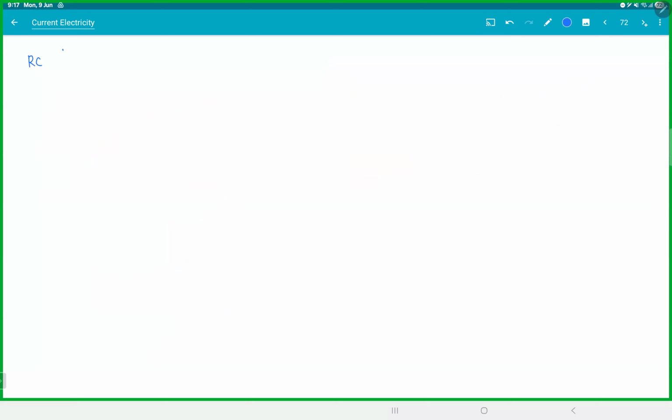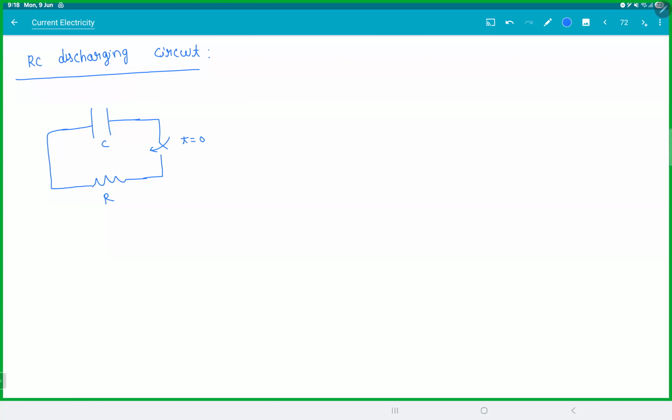RC discharging circuit. So if you have a capacitor already charged, plus Q and minus Q. So the moment you close the switch, let the current be I and let the charge be Q. So Q is the charge on the capacitor. I is equal to minus dq by dt because Q is decreasing.